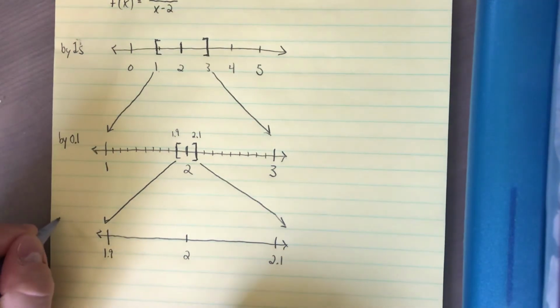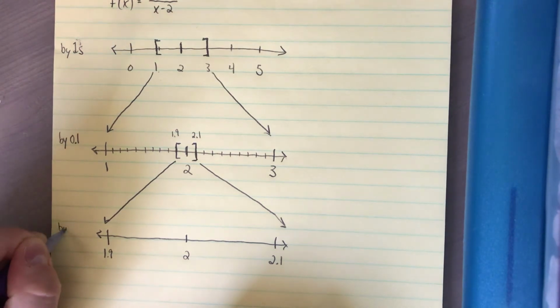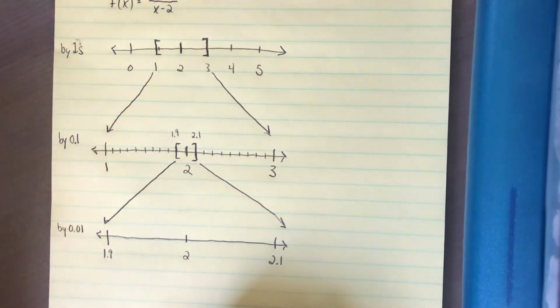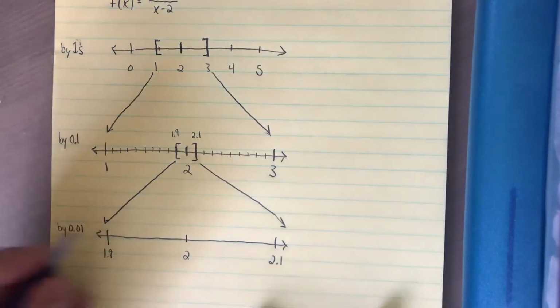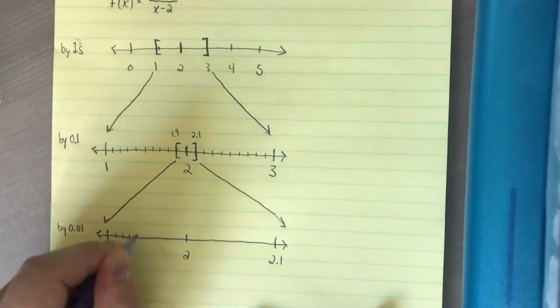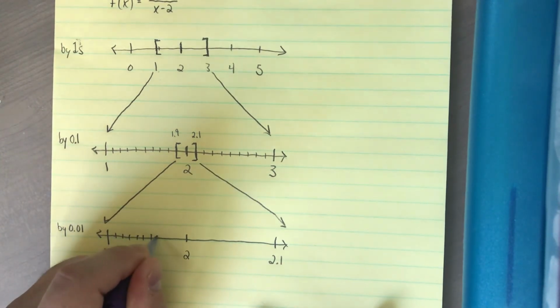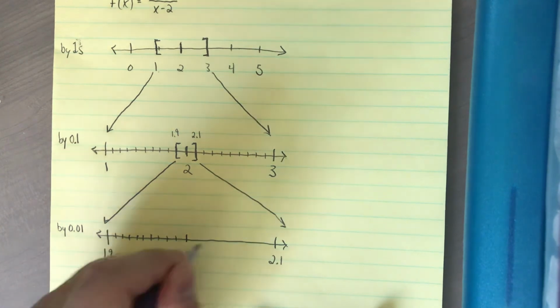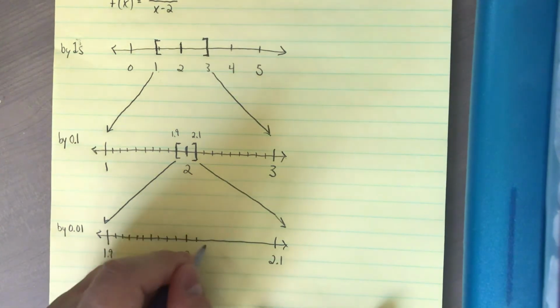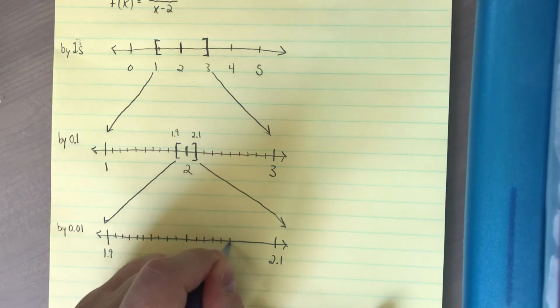In this case, we can mark in between 1.9 and 2 if we count by hundredths. 1.91, 1.92, 1.93, 1.94, 1.95, etc. 2.01, 2.02, 2.03, etc.